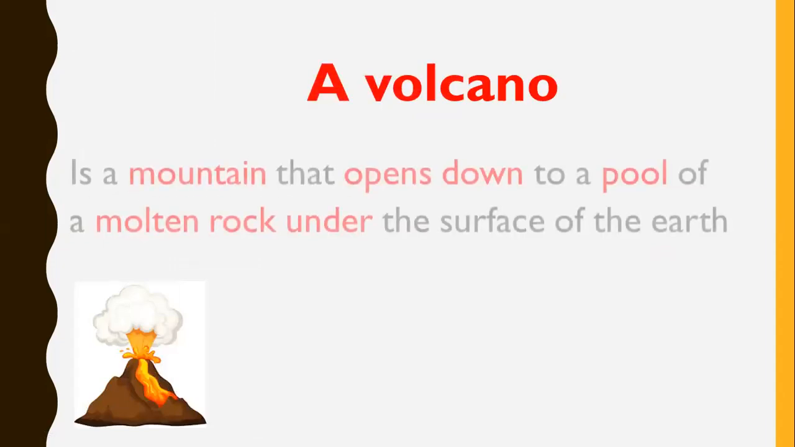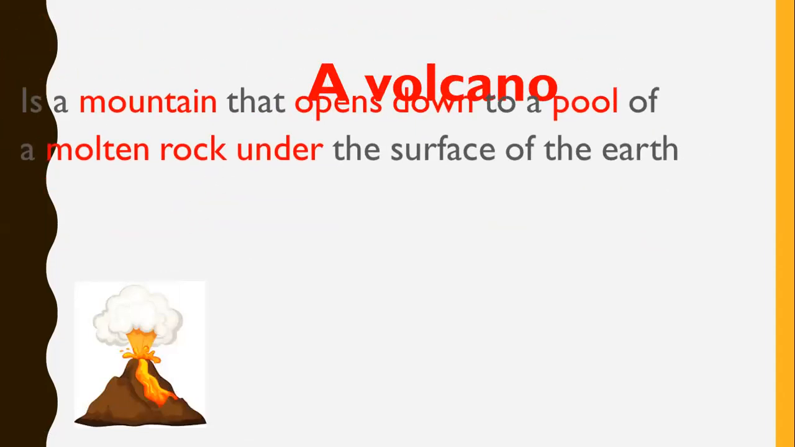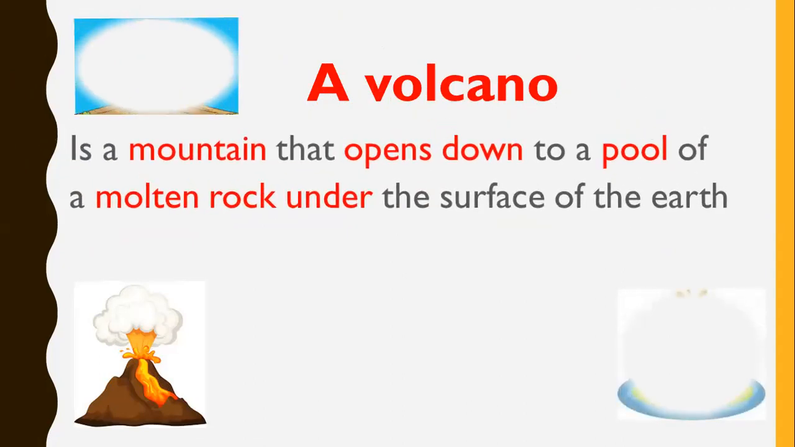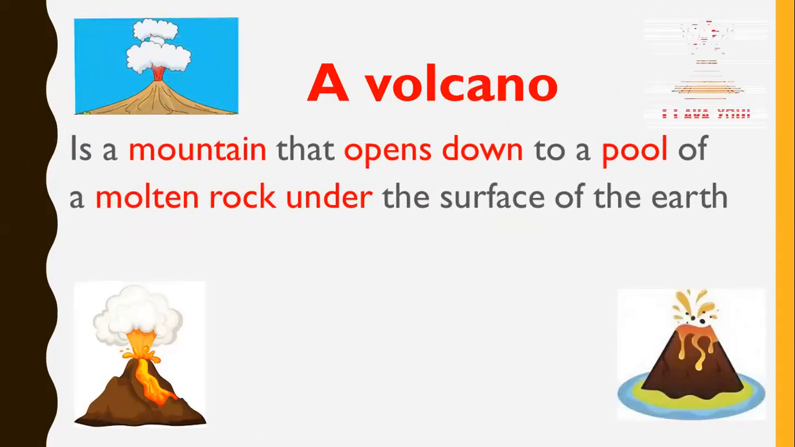A volcano. It's a mountain. You can see here, it's a mountain. Here, mountain, mountain, and a mountain. It's a mountain that opens down to a pool. It means that it has an opening, yes, and it opens deep inside the mountain down to a pool.